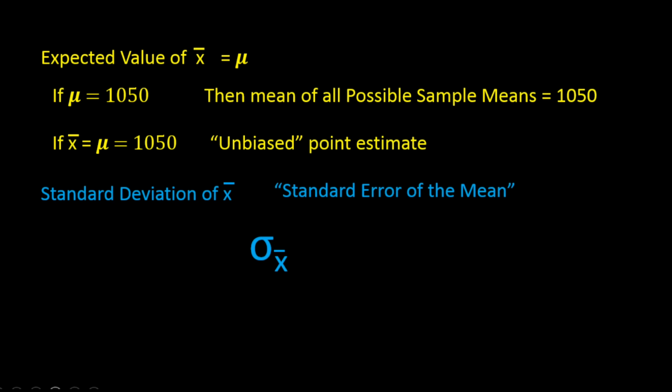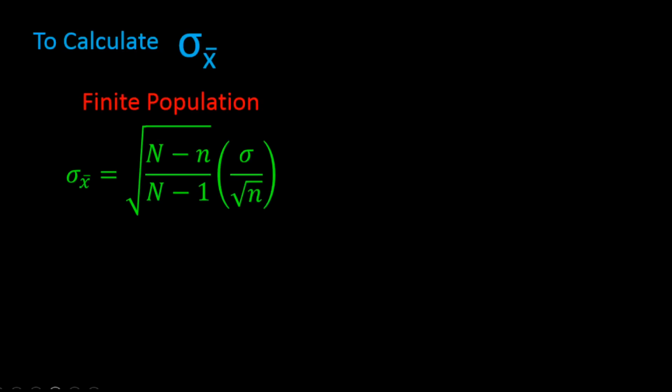To calculate sigma x bar, we have two formulas, one for finite populations and the other for infinite populations. The formulas are as follows. For a finite population, sigma x bar, the standard error of the mean, is equal to the square root of big N minus little n divided by big N minus 1, times sigma over the square root of little n. For an infinite population, we simply take sigma divided by the square root of little n. Remember, big N is the population size and little n is the sample size.